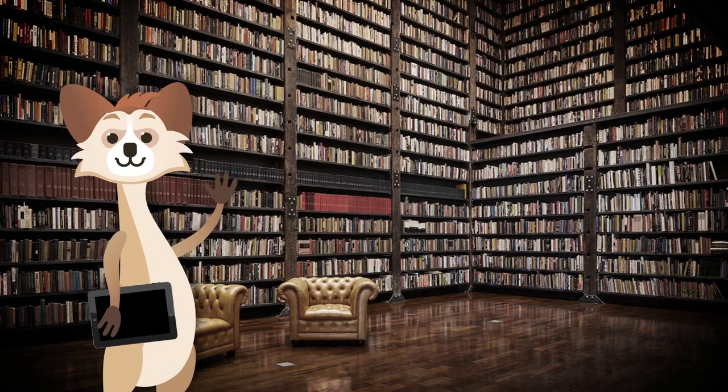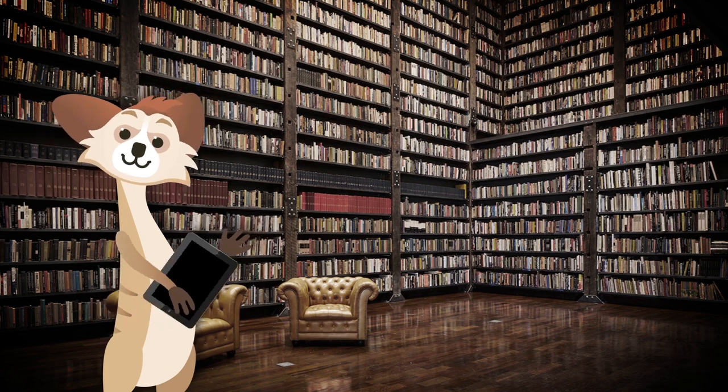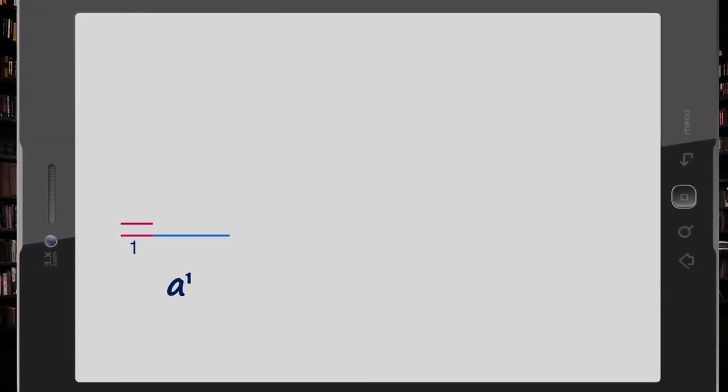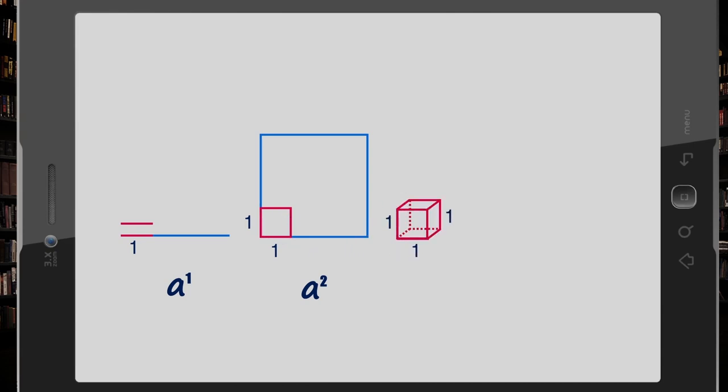Hey there! Today we are going to look at powers. There is something about powers that you already know and can use operations on. For example, in geometry, a is a length of a certain line segment. A squared is the area of a square with side a, and a cubed is the volume of a cube with side a.